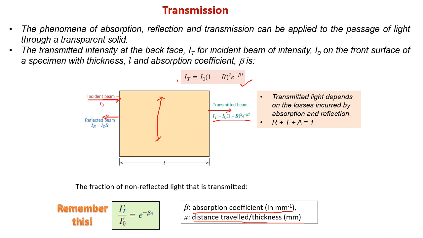It depends on the distance where you want to take. If you want to take at this distance, you just need to use this dimension, which is x. So remember this: IT over I0 equals exponent negative beta x.